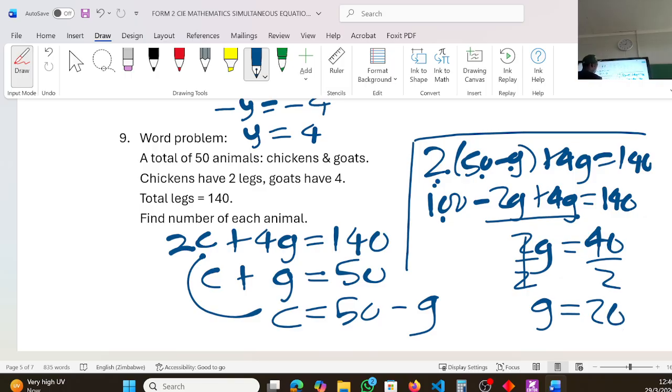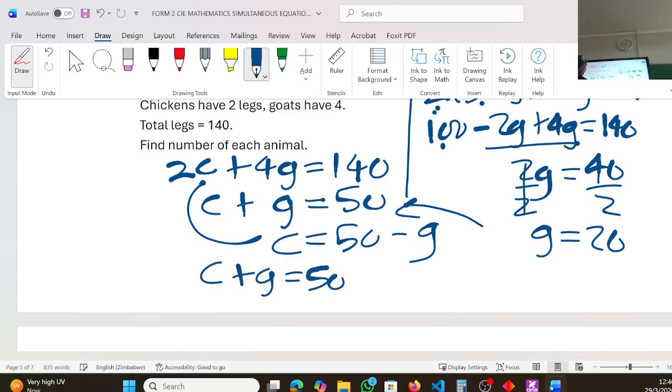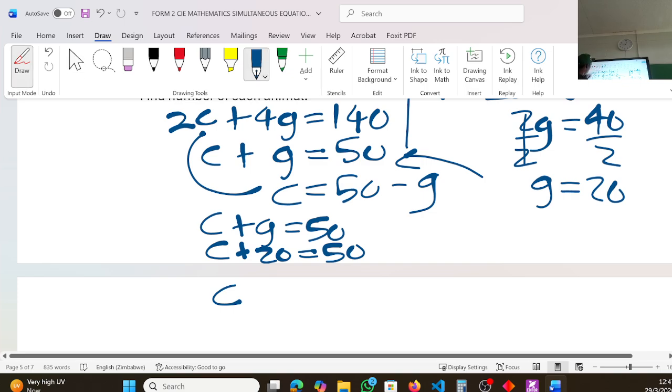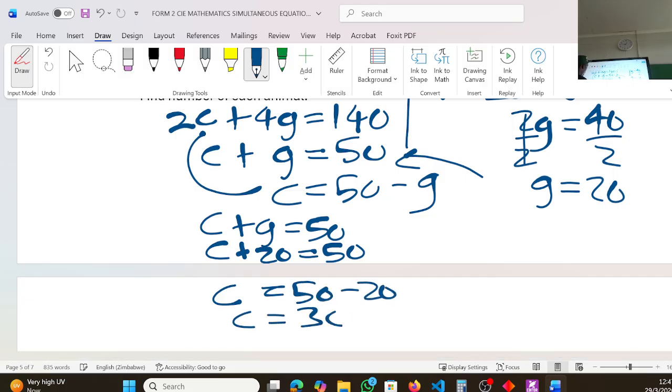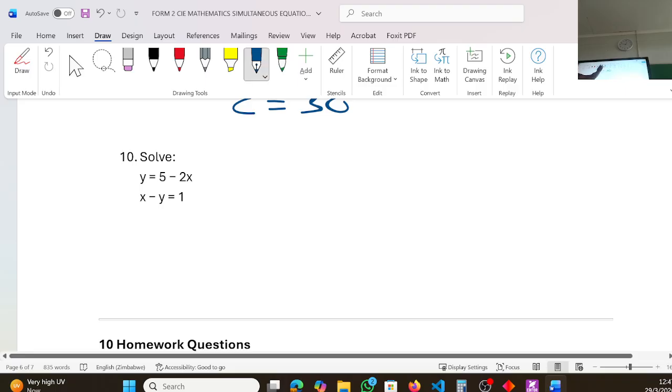Now that I've got g, I can come back to this equation, which is a bit simpler, to say if I add chickens and goats, my result is 50. So c plus g is 50, but the g is known, so it's c plus 20 equals 50. So when I do the transpose, it takes me to c being equal to 50 minus 20. Therefore, c is actually 30.